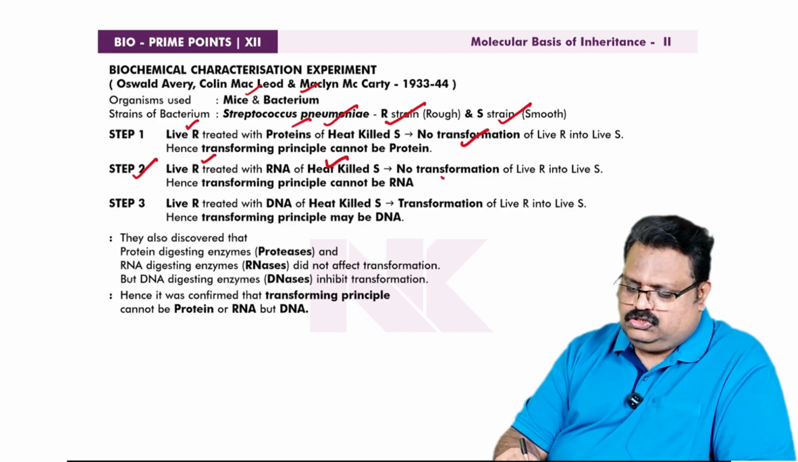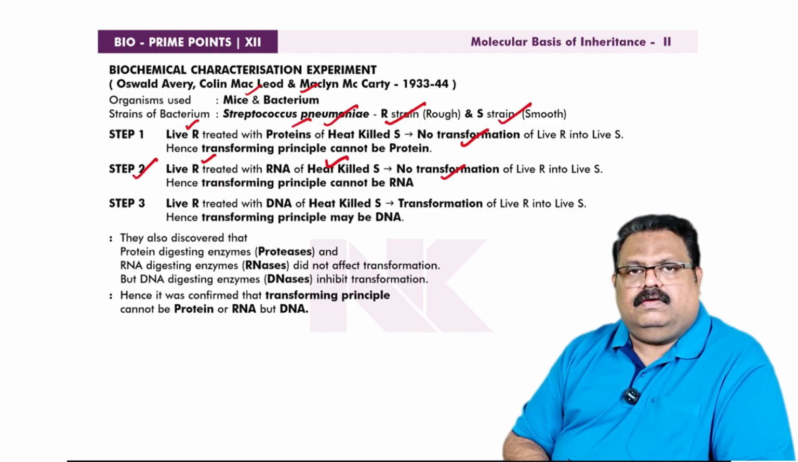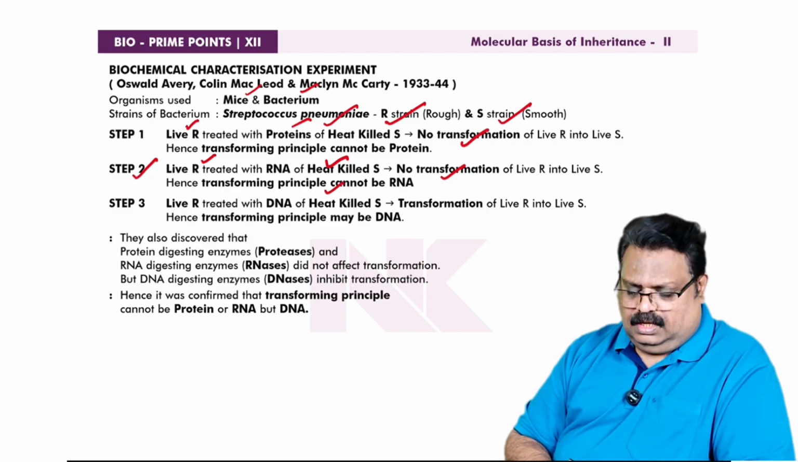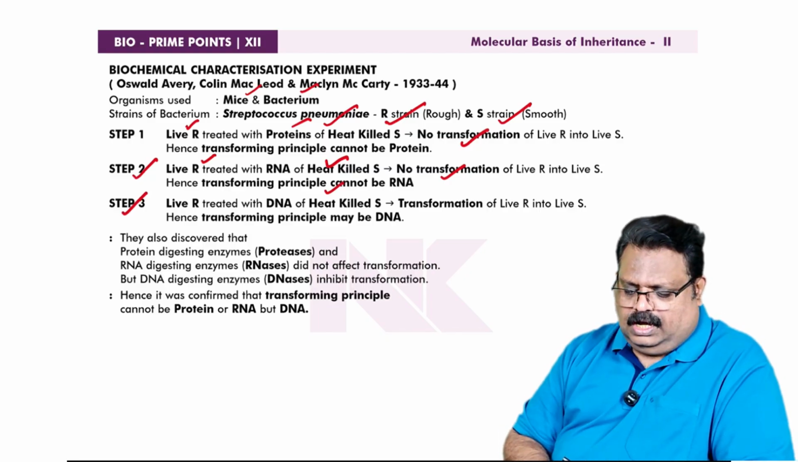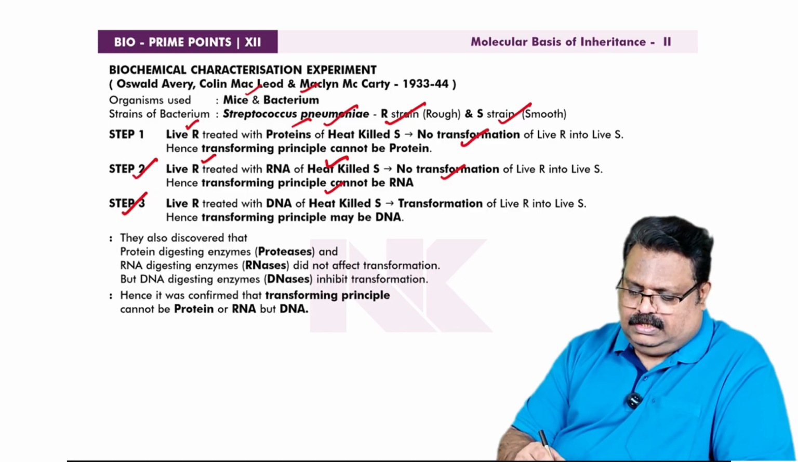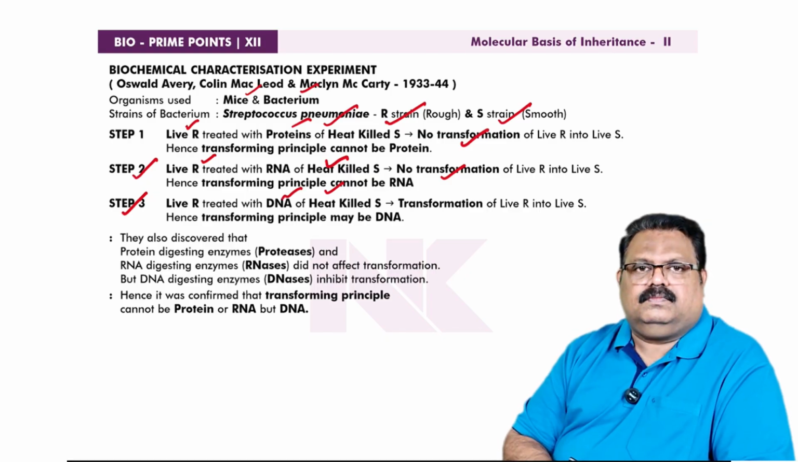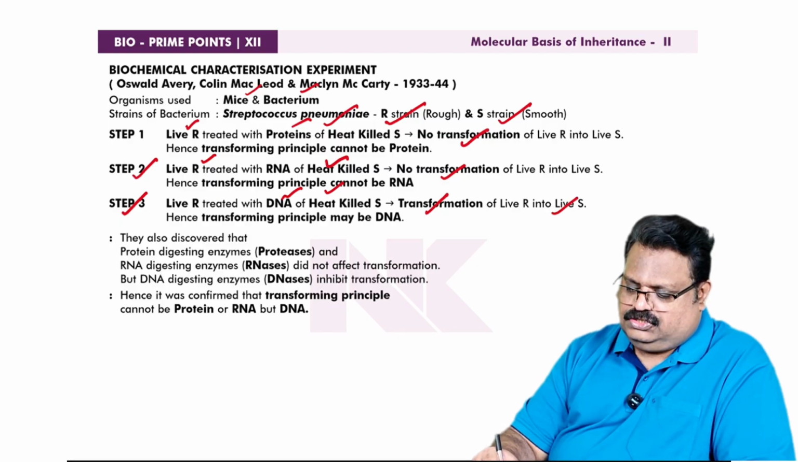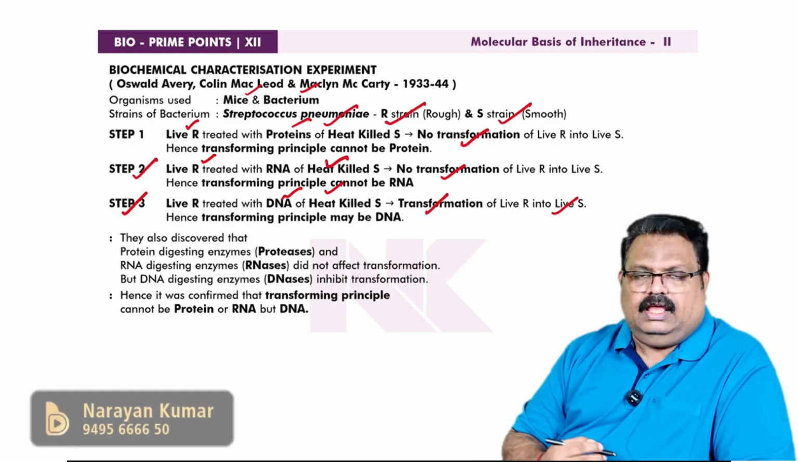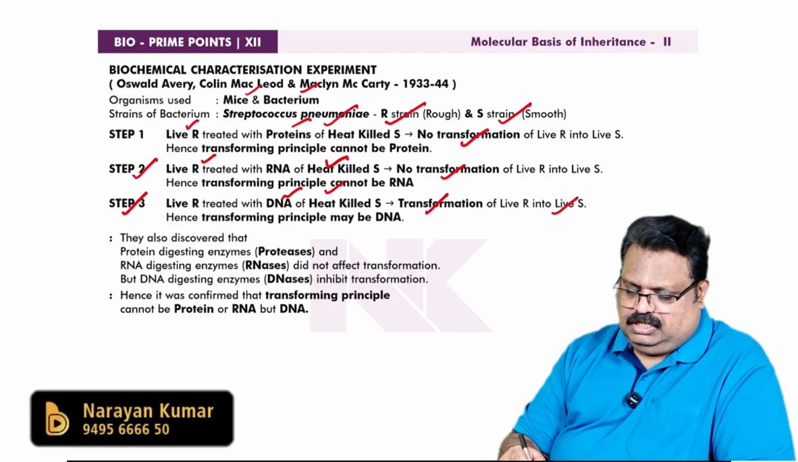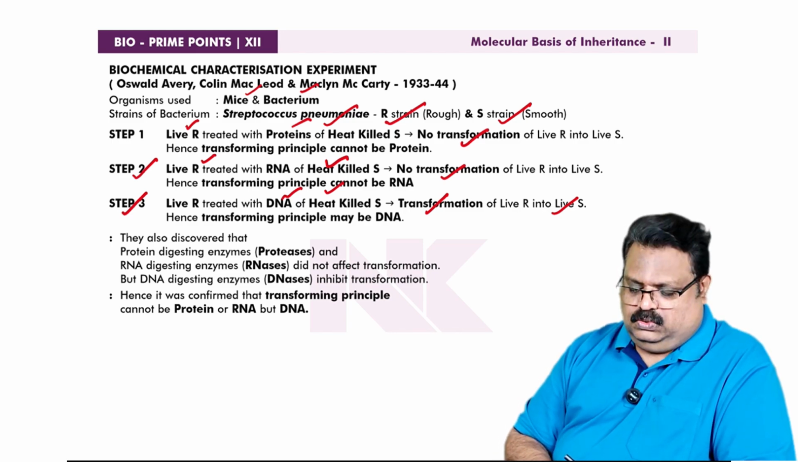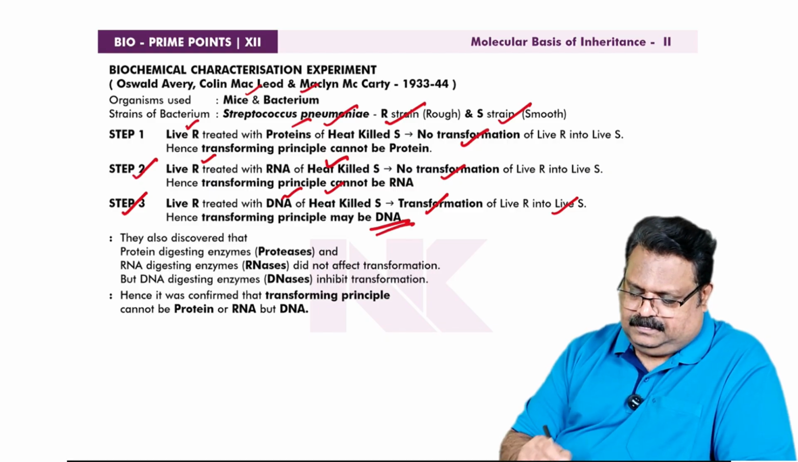In that case also there is no transformation. That means RNA of the heat-killed S strain cannot be acting as the transforming principle. In the third step, they used R strain treated with the DNA of the heat-killed S strain. So in that case, the R strain got transformed into S strain. The non-virulent R strain got transformed into the virulent S strain in the presence of the DNA molecule of the heat-killed S strain. So the biochemistry of the transforming principle was identified as DNA.